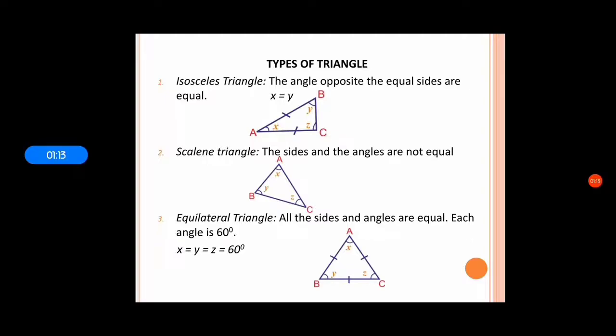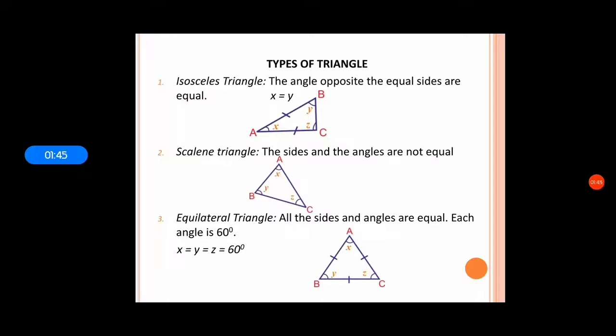The first one here, under the types of triangle, is what we call isosceles triangle. The angles opposite the equal sides are equal. So this triangle has two equal sides and two equal angles. So the base angles are equal. That is, the angles opposite each of those sides that are equal, their angles are equal. So we say that the base angles of an isosceles triangle are equal.